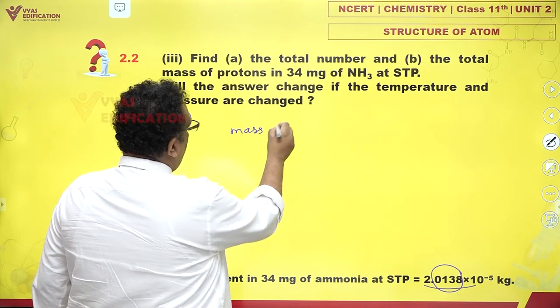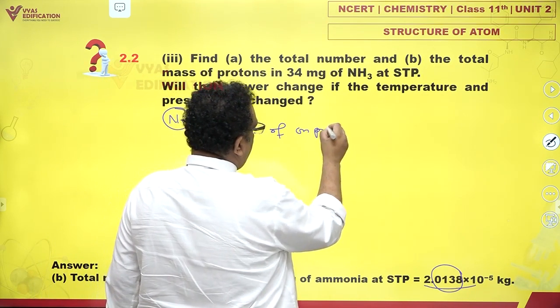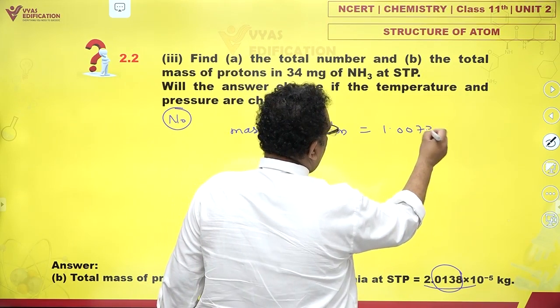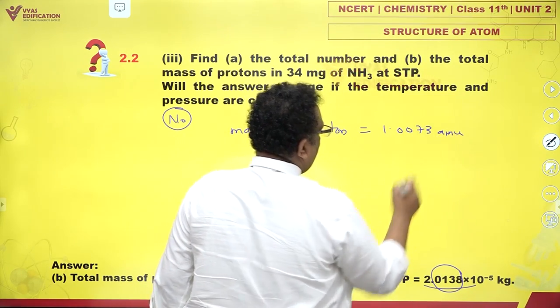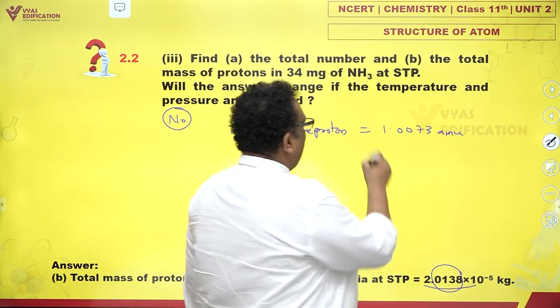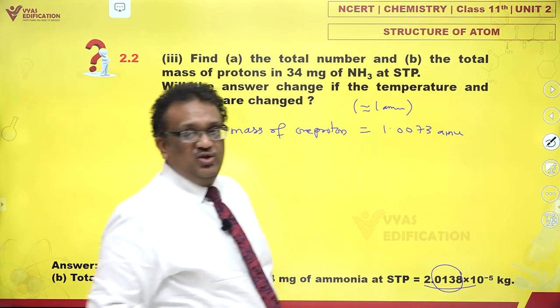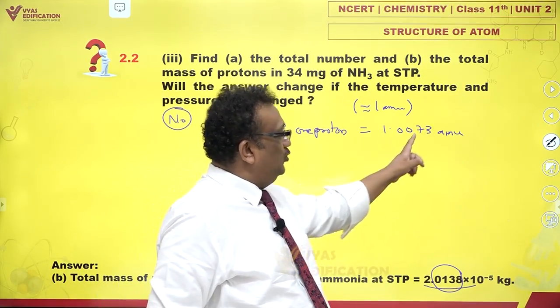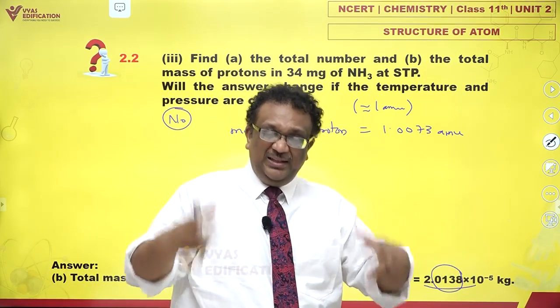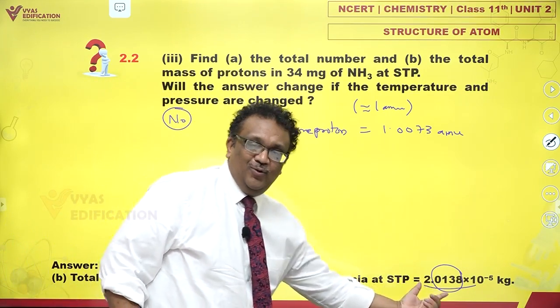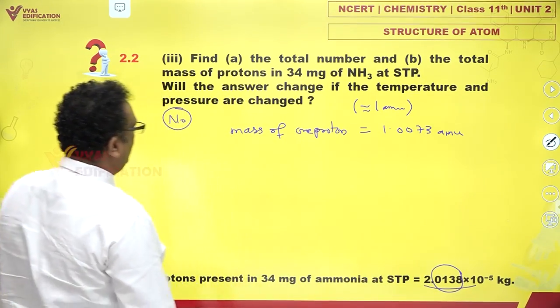Mass of one proton is 1.0073 AMU accurately, more accurately rather. We approximated it as 1 AMU. But actually the mass of one proton is not 1 but 1.0073. If you want to take the tail of 0073 and drag it along, you can get a more accurate answer. How exactly? I'll show you.